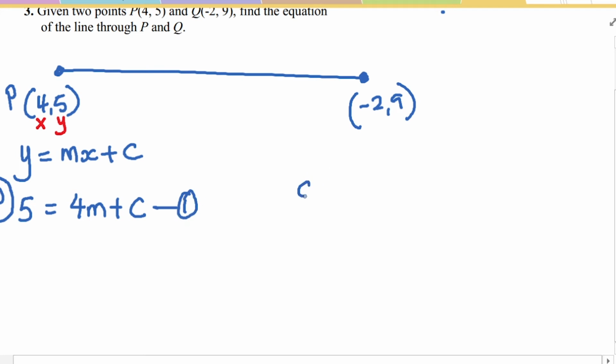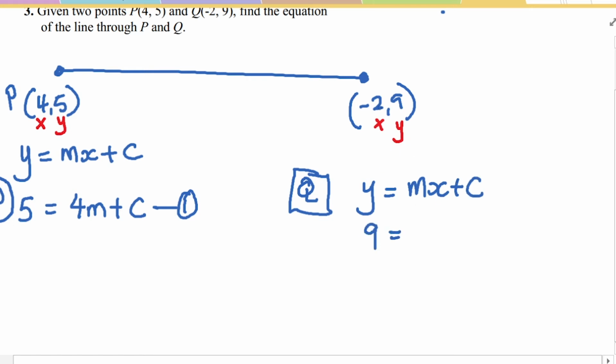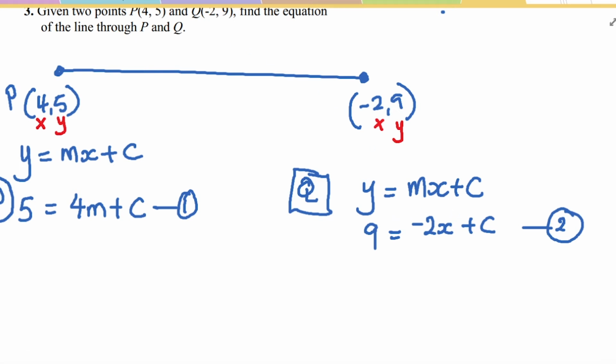Then point Q. For point Q, we have x, y. Our value of x is -2, our value of y is 9. So we know that y is equal to mx plus c. Our value of y here is 9, which is equal to m times the value of x, which is -2, plus c. That's our equation 2. Oh, actually this is -2m. My bad.